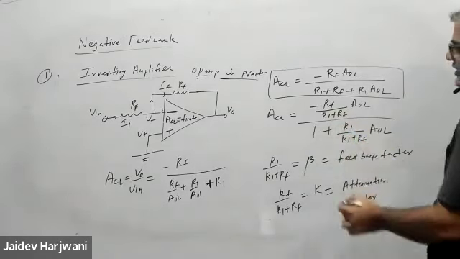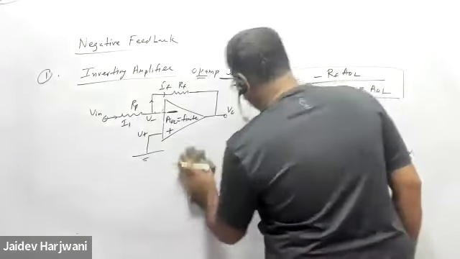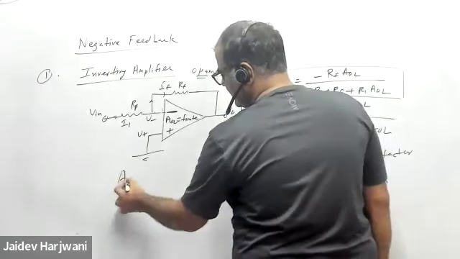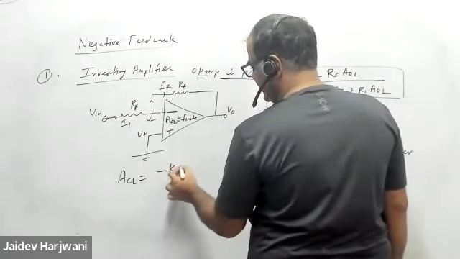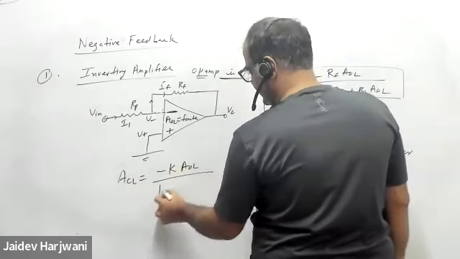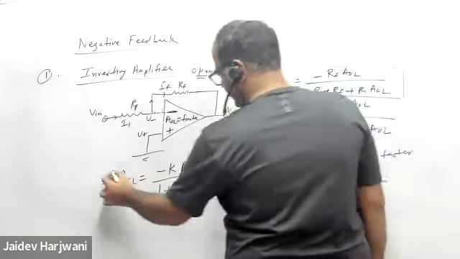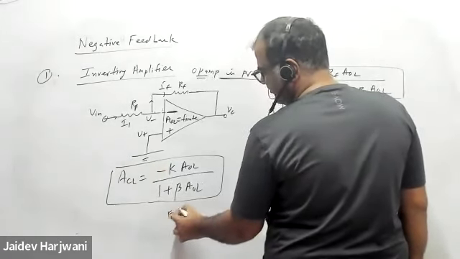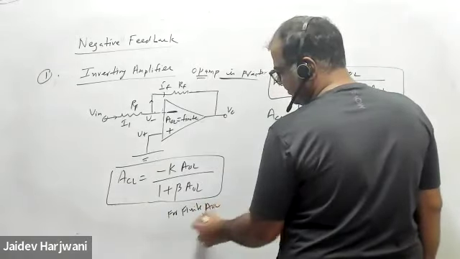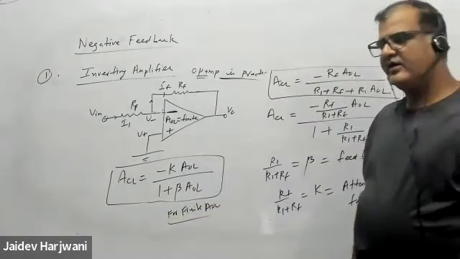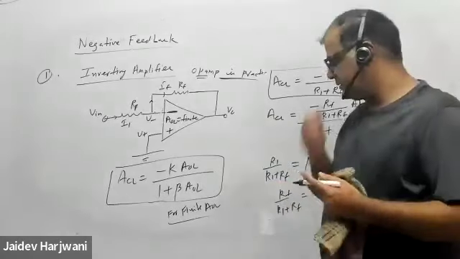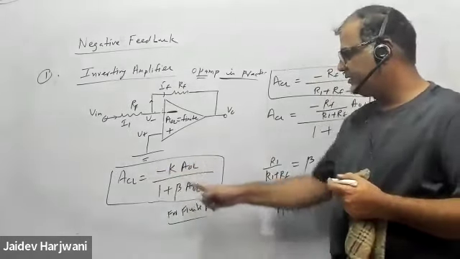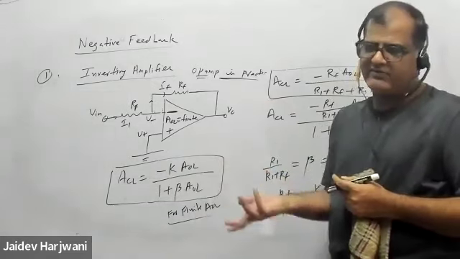So now put the value here. You will get the simpler formula for this one. So now my closed loop formula becomes minus K AOL upon 1 plus beta AOL. This is the closed loop formula for finite AOL. Whenever AOL is not high, it is 100, 80, 90, 10, 20, not 10 to the power 5, 6, then you have to use this formula for closed loop gain. Otherwise, it is simply minus RF upon R1.